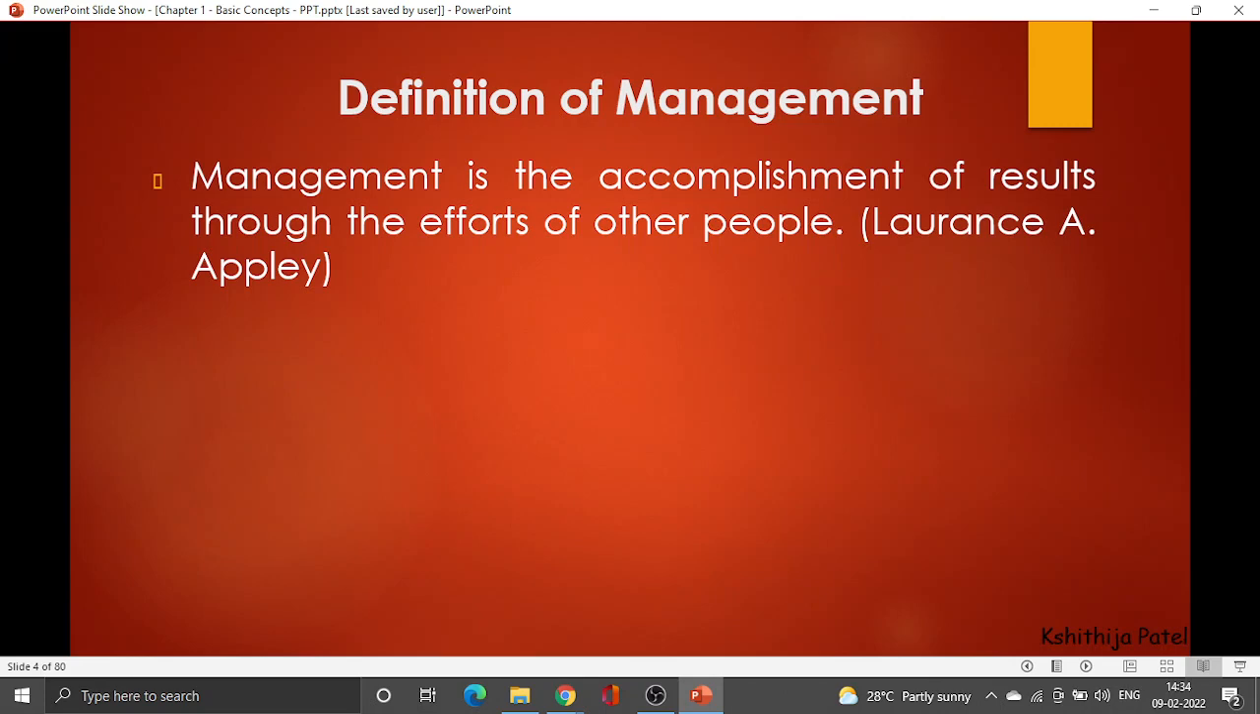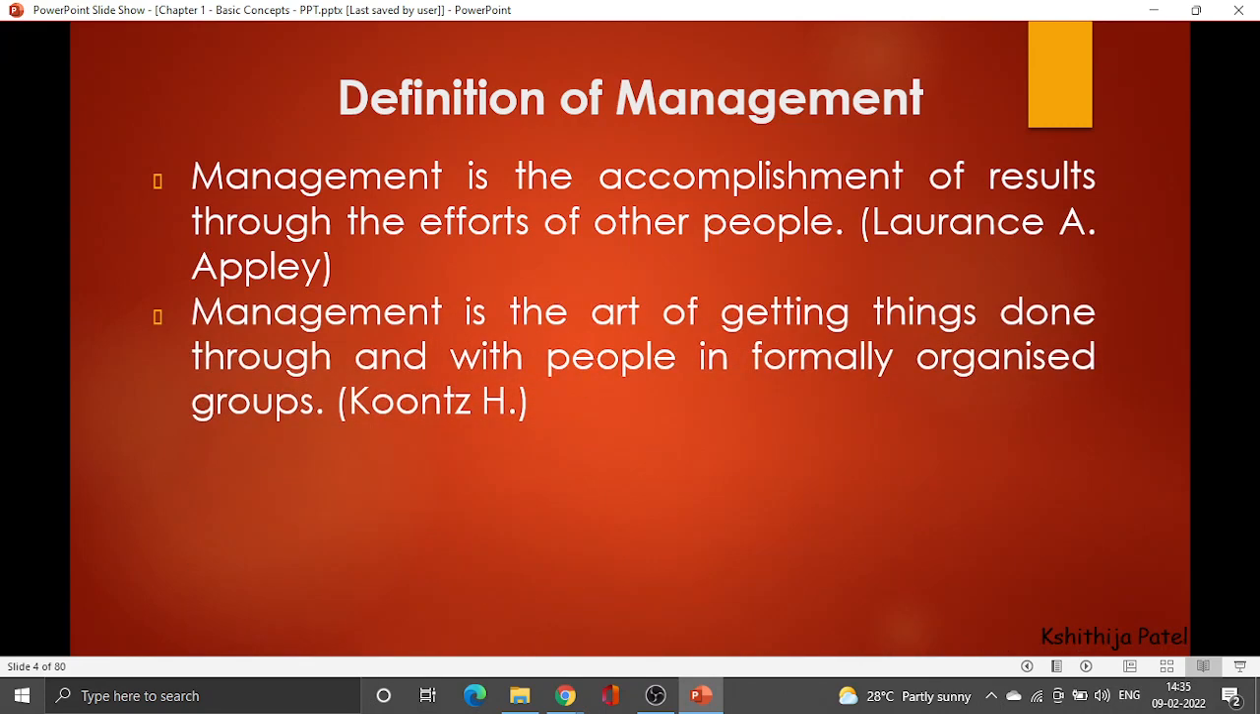So the first definition is given by Lawrence A. Appley, where he tells management is the accomplishment of results through the efforts of other people. Now he is being very specific in telling this. Whenever an organization is there, definitely it speaks about a group of people working towards attainment of some common objective. The idea or the goal might be of one person, but this one person will be unable to manage each and every aspect of the organization. That's where it becomes necessary that he tries to achieve this objective with the help and with the efforts of other people. So that is what it means to say management is the accomplishment of results through the efforts of other people.